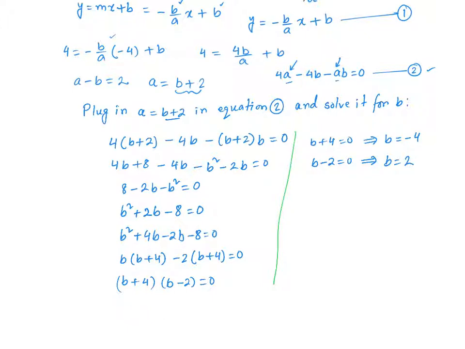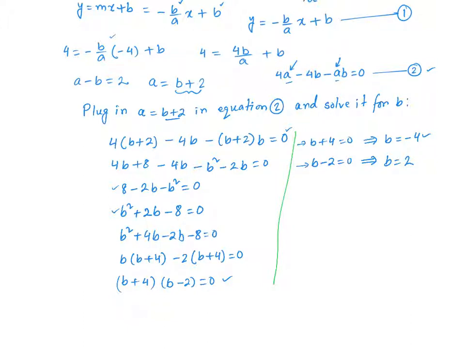Once I do that, I get this equation. Then I just use the distributive property to simplify it, and I get this quadratic equation. Then multiply both sides by -1 to make it look nicer, and then I just factor it. Once I factor it, I get factors b plus 4 and b minus 2. The product of them is 0. Either b plus 4 is equal to 0, that implies b is equal to -4, or b minus 2 is equal to 0, that implies b is equal to 2.